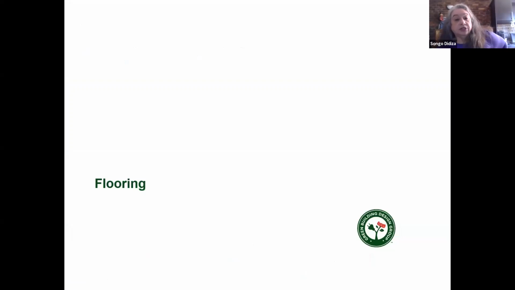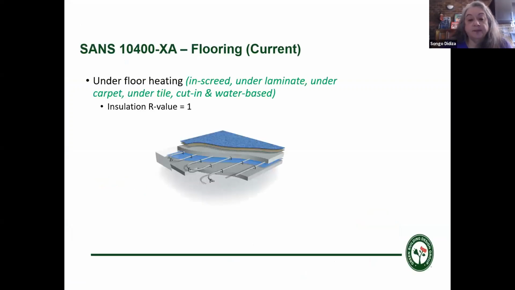Okay, so let's start with how we build buildings, and we start with the flooring. So currently in 10400XA, what it says for flooring is only that if you have underfloor heating, then you have to have an insulation underneath it with an R value of 1.